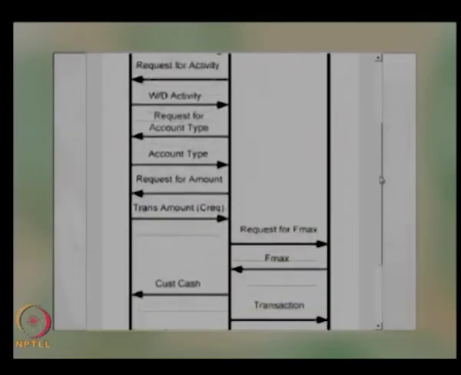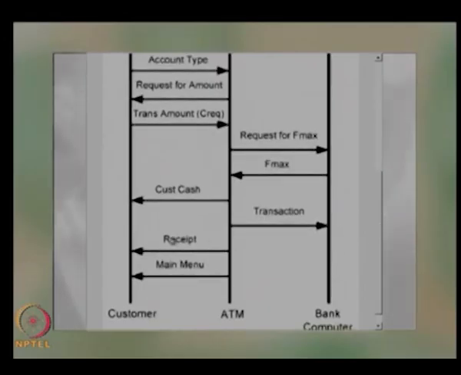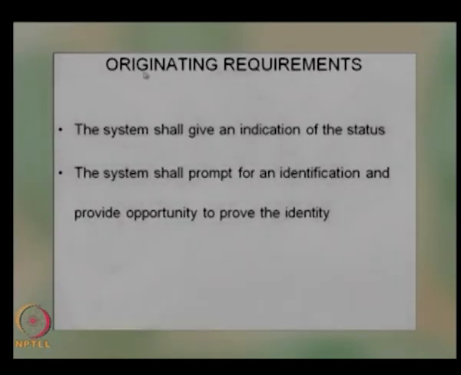Similarly, for all the scenarios we can identify the input and output requirements, and these requirements can be placed as part of the originating requirements. Some of the originating requirements we can identify are: the system shall give an indication of the status of the machine, whether it is in operating condition, maintenance condition, or breakdown condition. So this indication of the status is to be provided to the customer.